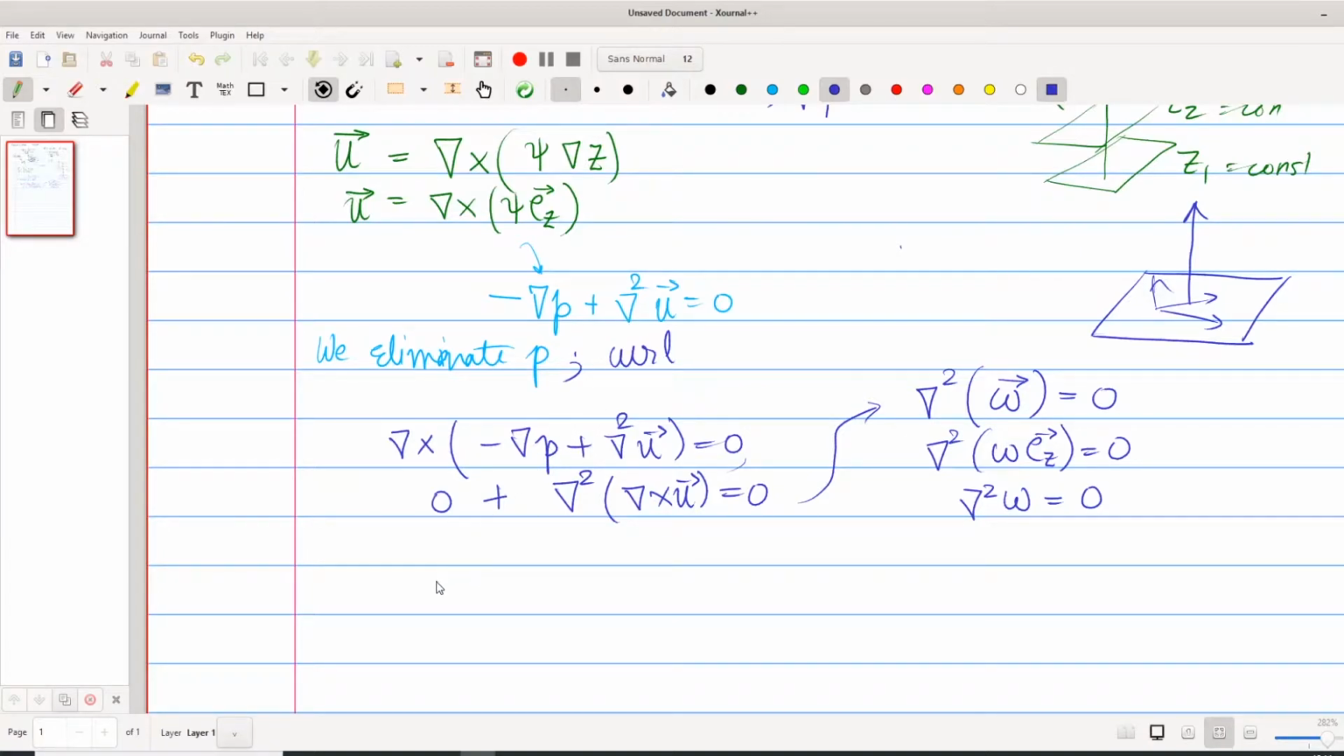In terms of psi, omega is defined as nabla cross u, and this is nabla cross psi. Essentially this is minus the Laplacian of psi Ez. We have made use of a vector identity which helps us write this particular term, and I leave it as a home task for you to show that this entire thing boils down to this.